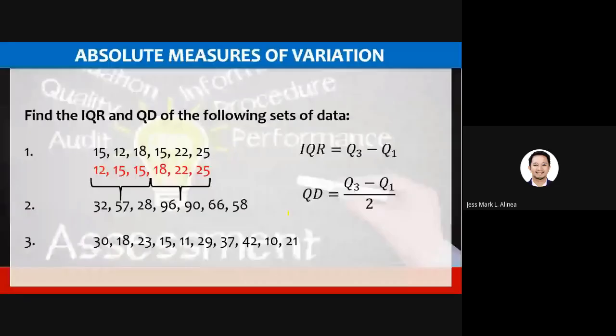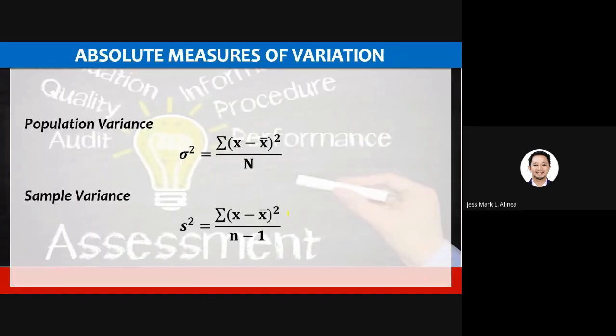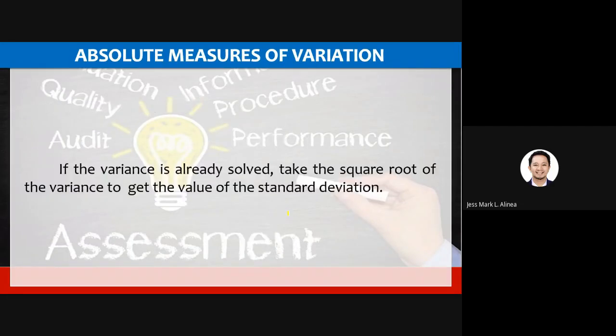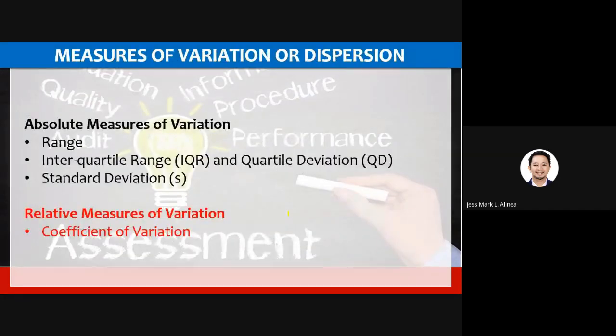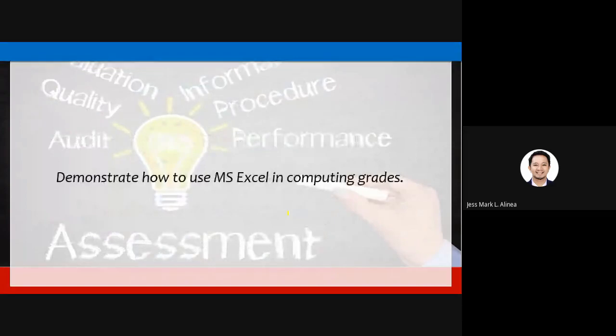Okay. So that is IQR and quartile deviation. Pakitandaan, pag mas mataas ang value, ano ang ibig sabihin, at mas mababa ang value, ano ang ibig sabihin. So next meeting, we will be talking about variance and standard deviation, the population variance, the sample variance, the population standard deviation, the sample standard deviation, and meron pa pala, coefficient of variation. Tapos ay mag-demonstrate ako ng MS Excel in computing grades.